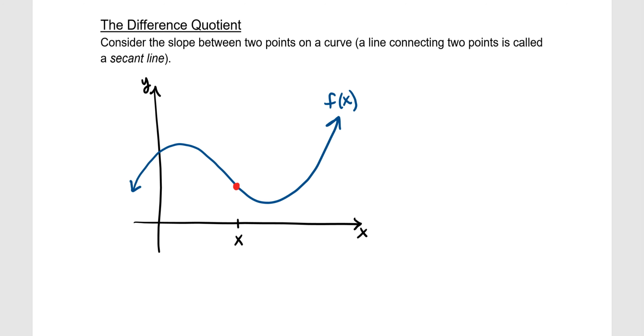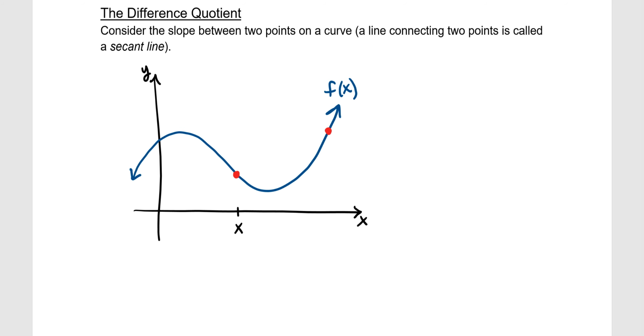and that's going to be some arbitrary x value. Let's say we have another point here, and instead of giving that value some arbitrary letter name, we're going to say that it's a certain distance away from x. We're going to say that this is h units away from x. So if it's h units away from x, we can call this point x plus h.